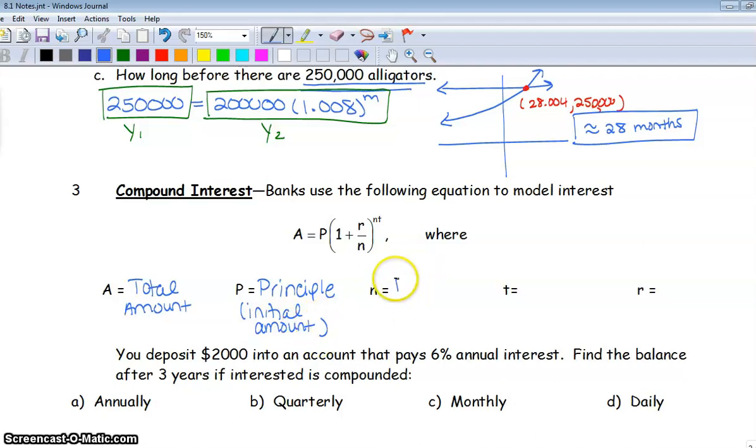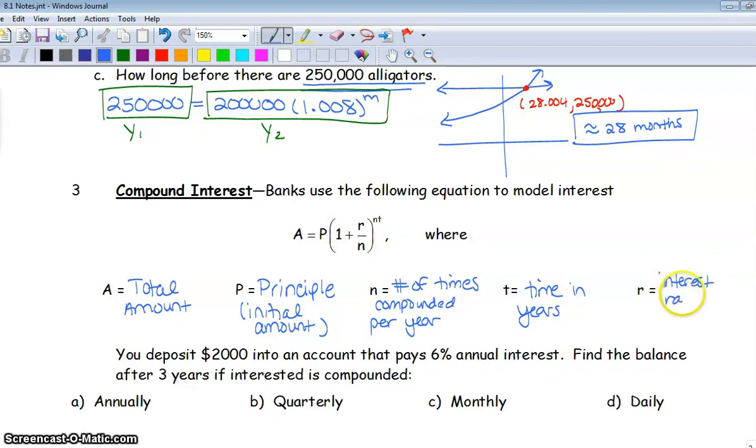N is the number of times compounded each year. T represents your time, and this is time in years. Banks are always considered in years. And R is going to be the interest rate, and just like before, this is going to be a decimal and not a percent.